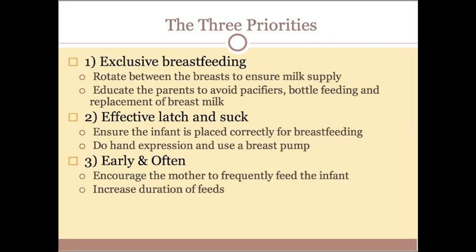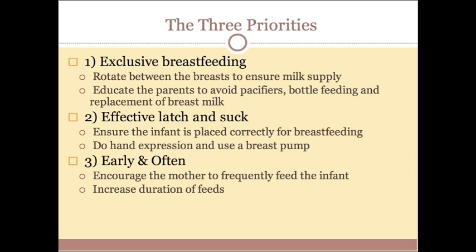The 3 priorities for jaundice and flat nipples are exclusive breastfeeding. Encourage the mother to rotate between the breasts to ensure milk supply in both of the breasts. Educate the parents to avoid pacifiers, bottle feeding, and replacement of breast milk such as formula. Secondly, effective latch and suck. Ensure the infant is placed correctly for breastfeeding.